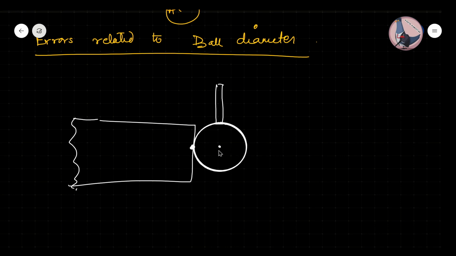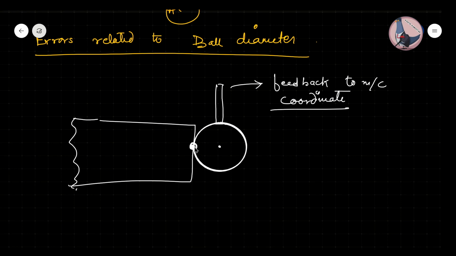Suppose the ball is making contact with the object, then it will send some feedback to the machine, and this feedback will be your coordinate. So this coordinate will be of which part? This or the center of the ball? Actually, it is sending the center coordinate. But in reality, it should be this point. So there has to be the radius compensation.